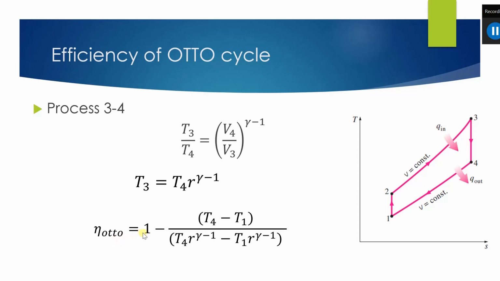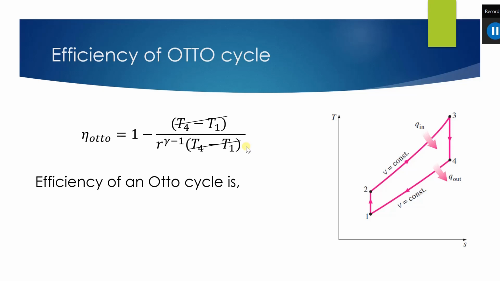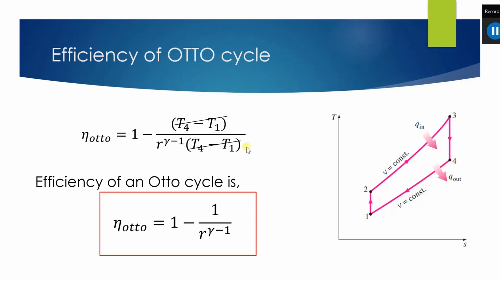You will get eta Otto is equal to 1 minus T4 minus T1 divided by T4 r raised to gamma minus 1 minus T1 r raised to gamma minus 1. Here, r raised to gamma minus 1 is common, so take it outside. Eta Otto is equal to 1 minus T4 minus T1 divided by r raised to gamma minus 1 into T4 minus T1. Cancel out the common terms T4 minus T1, and we get the efficiency of the Otto cycle as eta Otto is equal to 1 minus 1 by r raised to gamma minus 1. So this equation is the efficiency of an Otto cycle.